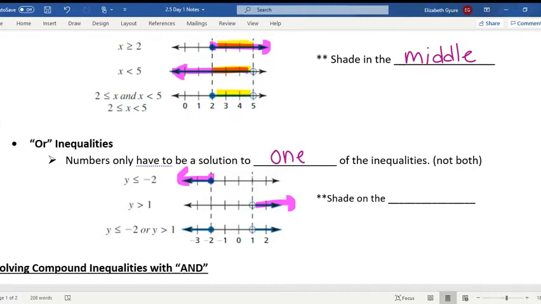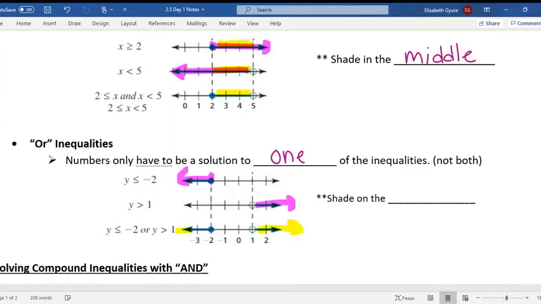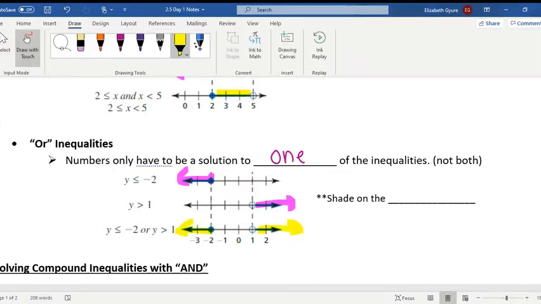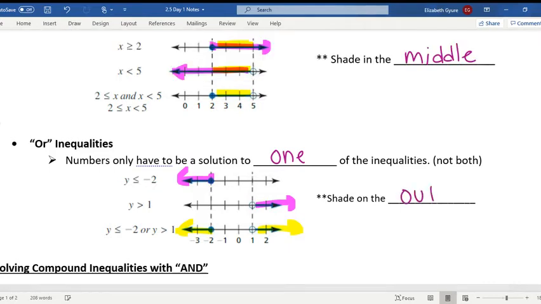Look at where the pink highlighting is. Do these overlap? No, it's just open space in the middle, right? Because there's no numbers that work for both of them. So for ones like this, we would shade on the outsides. It would go in opposite directions. So shade on the outside.